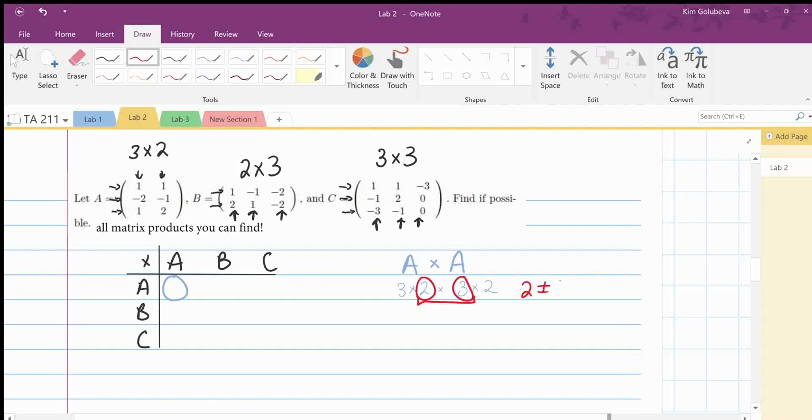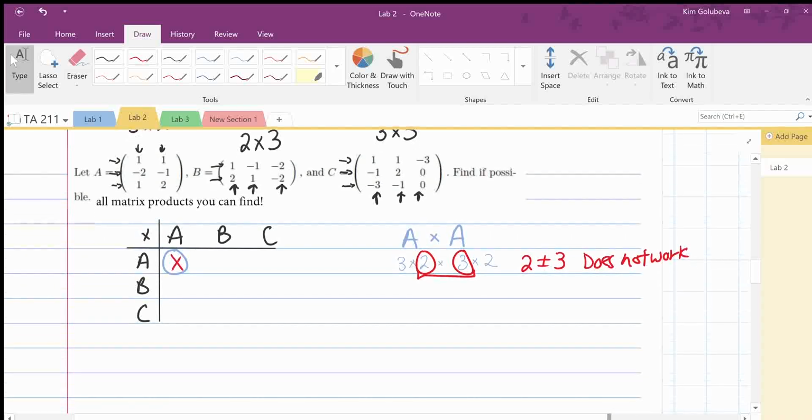2 does not equal 3, so we know that it does not work. Okay, so in that case, what we're going to do is put an X there. So, done the first one.